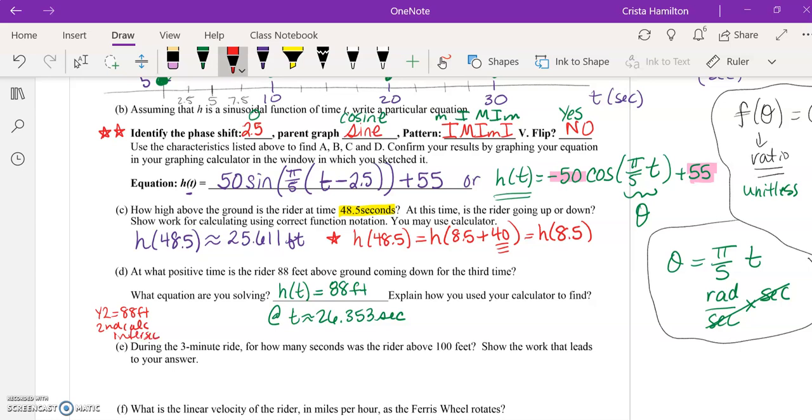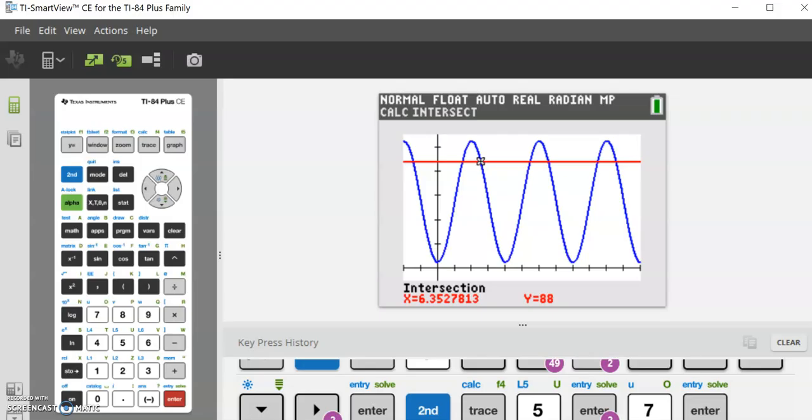Now, sometimes this is not going to be feasible because it's going to be really far out of the window that we have. So another option is going to be to basically find the first time that it happens. So find the first time we're at 88 feet and going down, because that would definitely be in your window, and then use the repeating period in order to get the third time that I am coming down. All right, so if we go back and look at the calculator, you can see that I have found that first time at 6.353 seconds. And so if I'm currently at the first time that it happened, to get to the third time, I have to add 2 periods to it.